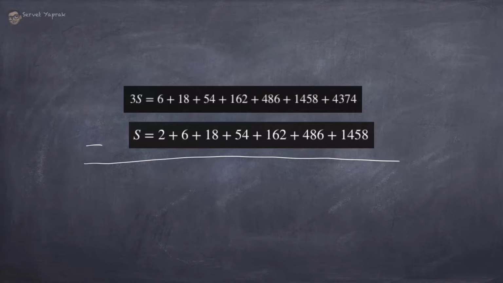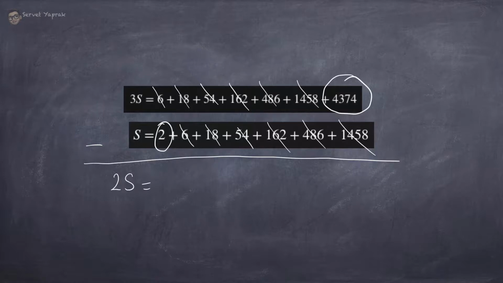3S minus S will be 2S. Here I will not subtract 6 minus 2, nor will I write 4 here. Instead I will cancel 6 and 6 like this, because I'm going to subtract them anyway. 18 and 18 is gone, 54 is gone, and so on, up to 1458. So what is left is 4374 and 2.